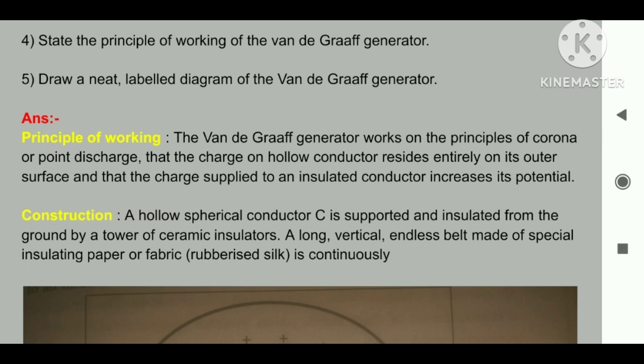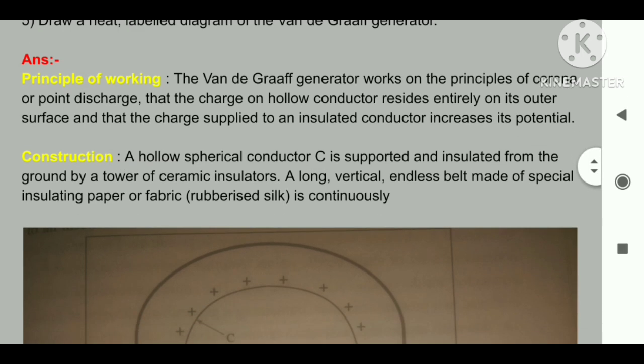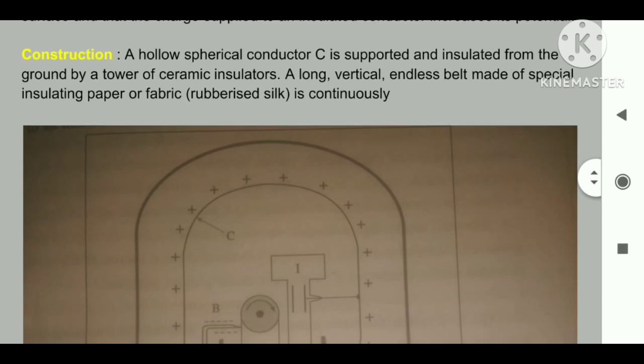The Van de Graaff generator works on the principle of corona or point discharge, that the charge on a hollow conductor resides entirely on its outer surface, and that the charge supplied to an insulated conductor increases its potential. Construction. A hollow sphere conductor C is supported and insulated from the ground by a tower of ceramic insulators, and a long vertical endless belt made of special insulating paper or fabric.